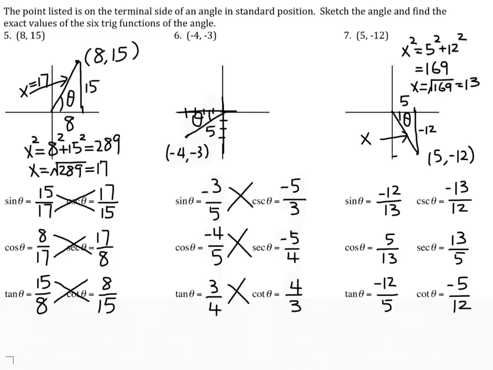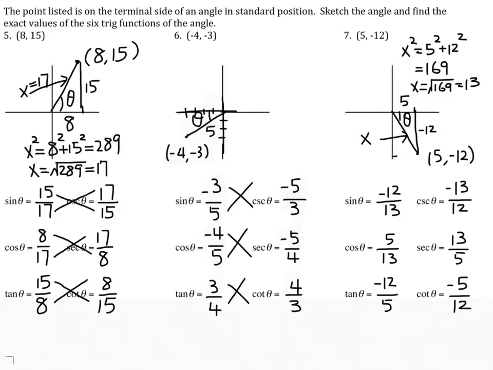Number 7, using the same concept: 5, negative 12. You'll find this terminal side is going to lie in the fourth quadrant. How about the hypotenuse? The hypotenuse is the square root of 5 squared plus 12 squared, which is 169. The square root of 169 is 13. So that's our hypotenuse. Plug it in for the six trig ratio values.